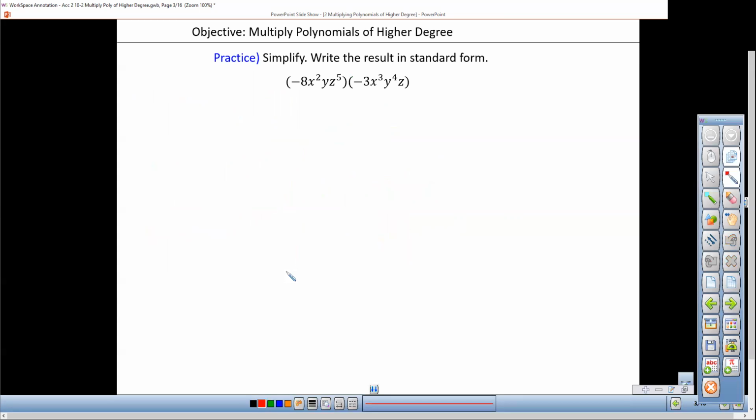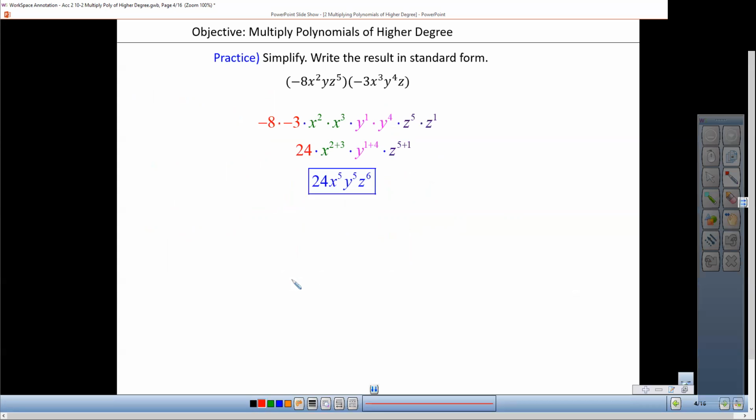Here's a practice problem. I would recommend that you pause the video, try this one, come back to check. Let's take a look at the result. So compare yours. Here we would be adding exponents, but our coefficients, -8 and -3, are multiplied together. And remember, a negative times a negative is a positive.